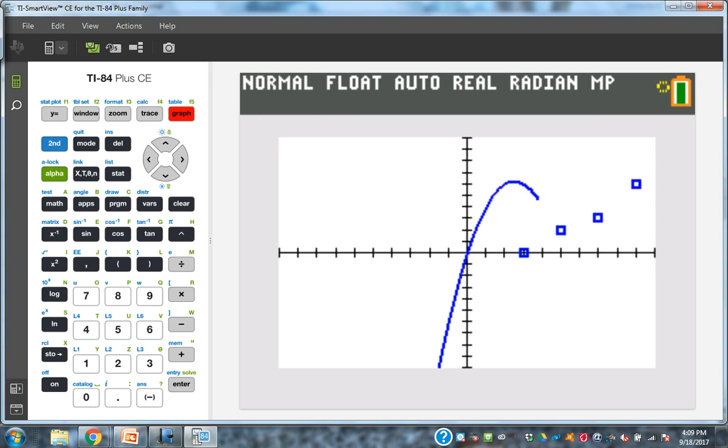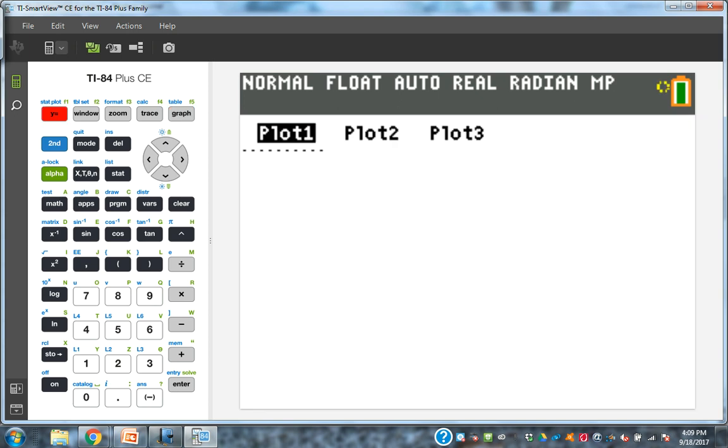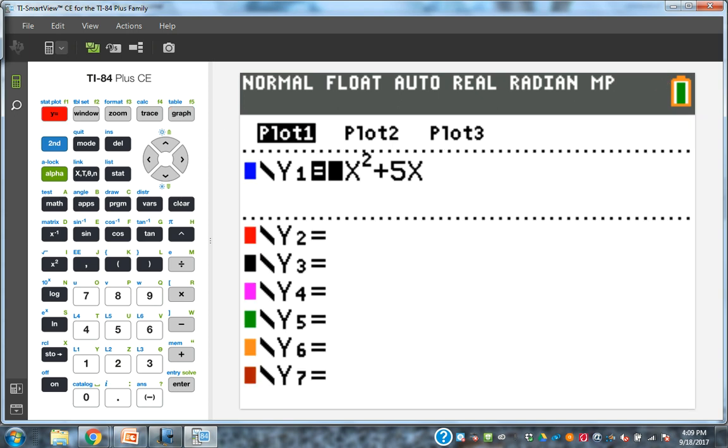And we notice I've got an equation in there and it's showing up. So I want to get rid of that. Hit Y equals, and there's something I graphed in Algebra 2 the other day. Okay. So get rid of that.